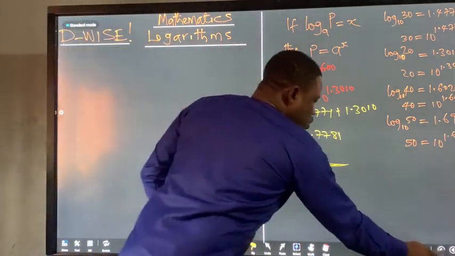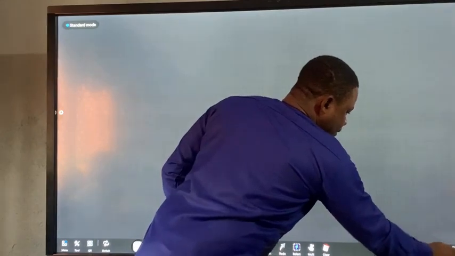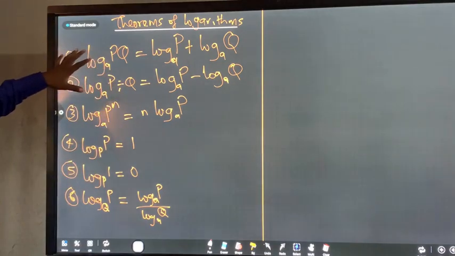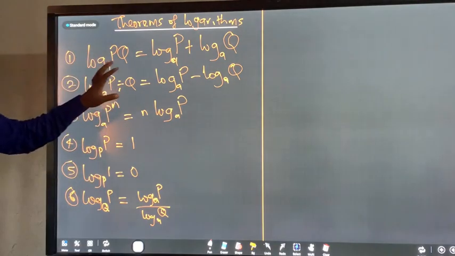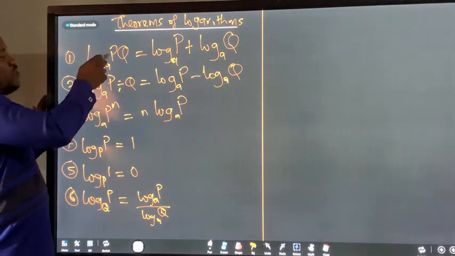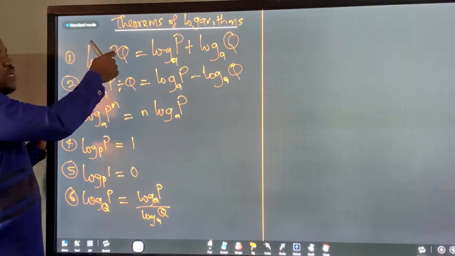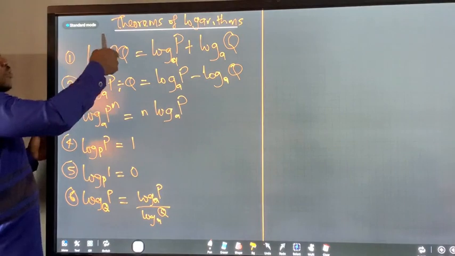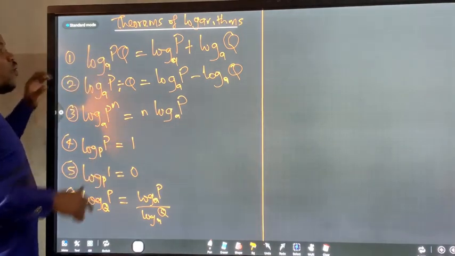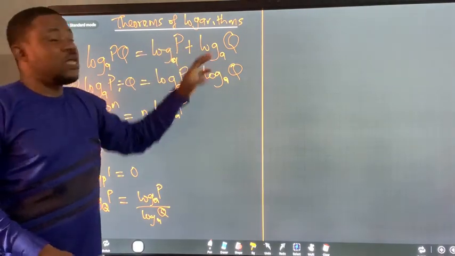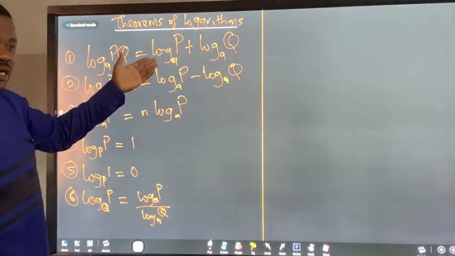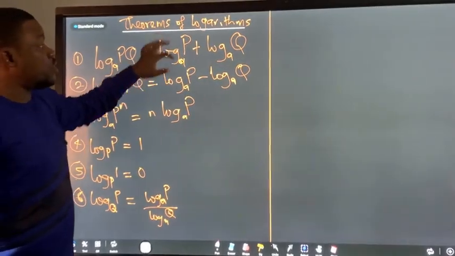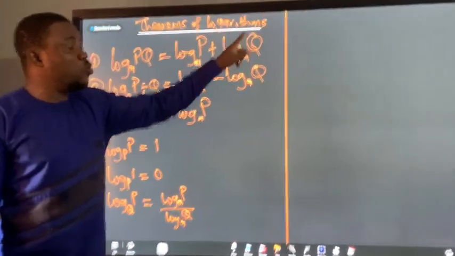Okay. So let me go back. These are the theorems for logarithm. If I have log of p times q, that is two numbers multiplying each other to the same base, what will I have? I will not prove them because of time. I'll just show you applications of them. Log p times q is going to be equal to log p to base a plus log q to base a.